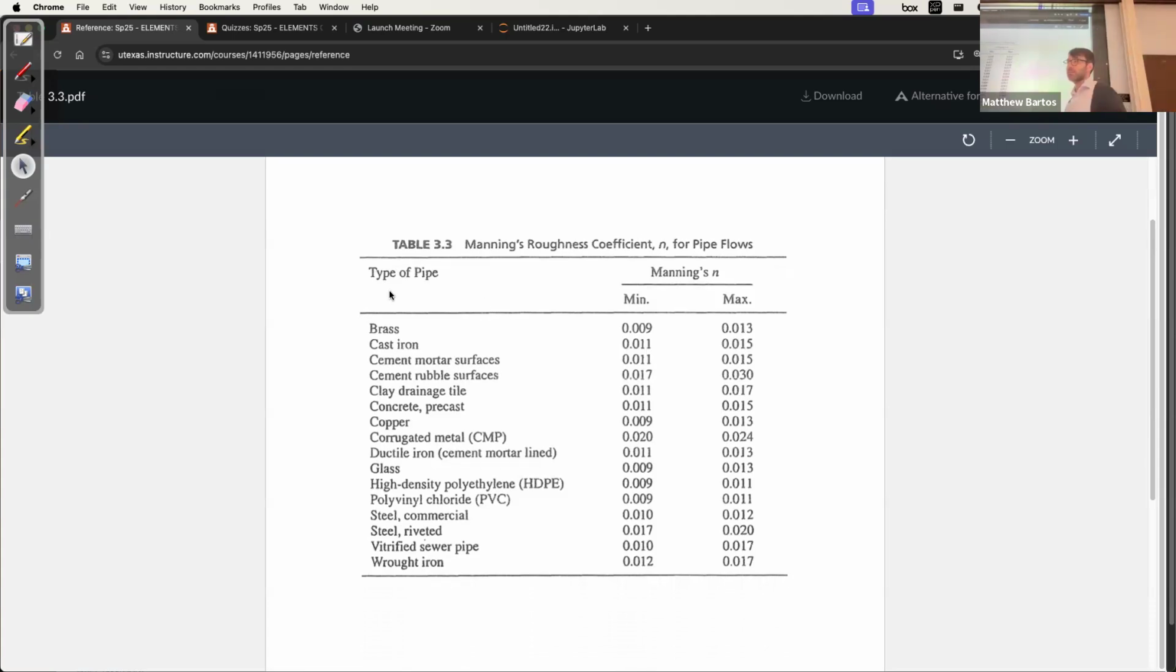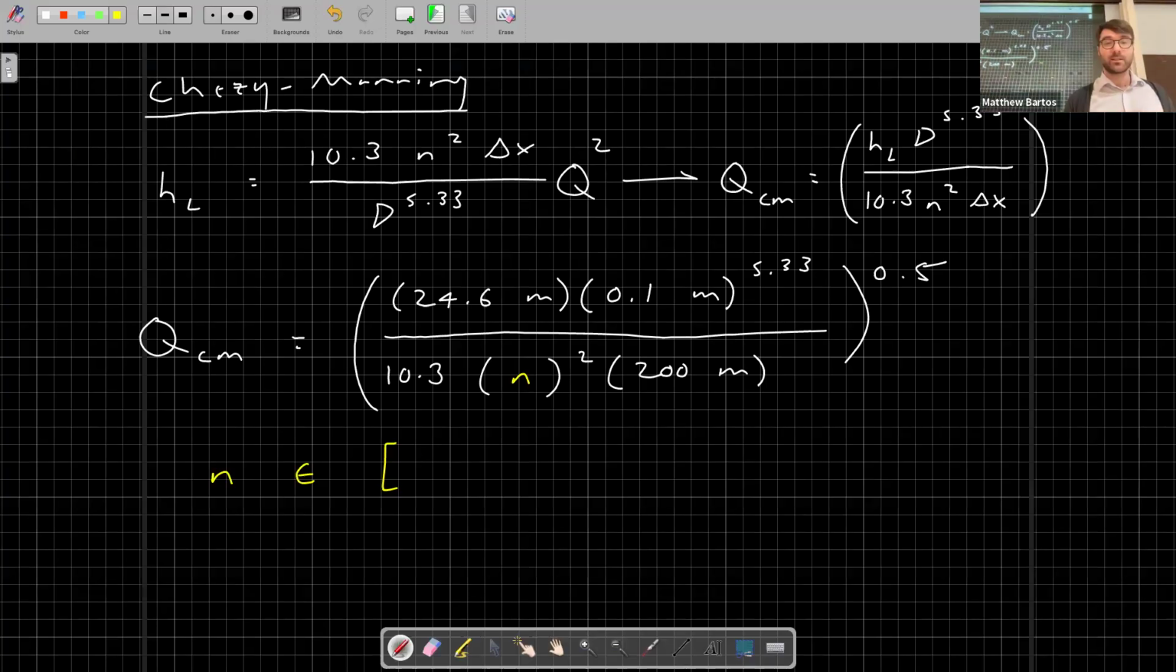Okay, so note that for Manning's roughness coefficient, a larger roughness coefficient means more rough. So the Hazen-Williams coefficient is the only one where a smaller value means more rough. For Manning's equation, larger value means more rough. Okay, so our roughness is in the range of 0.011 to 0.015. We take those values and plug it into our expression. Again, we can compute explicitly for the discharge. We don't need to solve iteratively. Oh, sorry, this is a range.